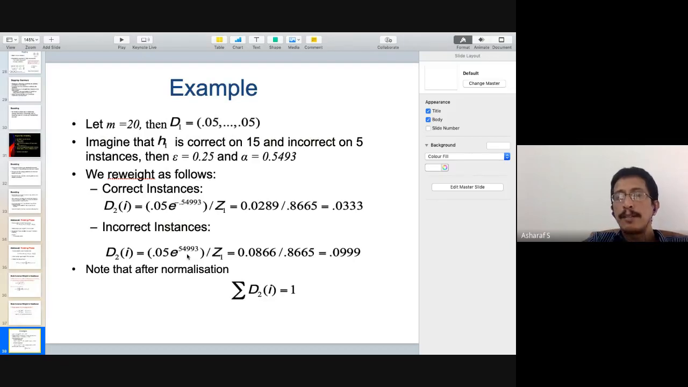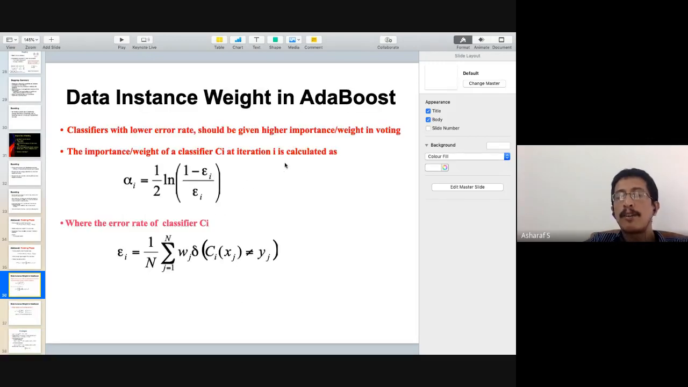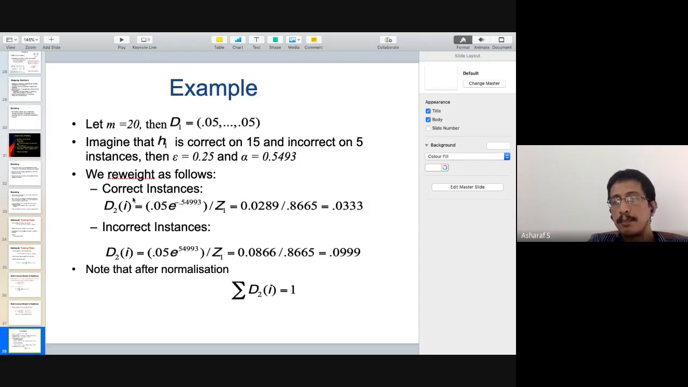Here is a simple numerical example to understand the context. Imagine H1, the first classifier, is correct on 15 samples and incorrect on 5 samples. That means epsilon will be 5 by 15, which is 0.05. Alpha will be half of ln of (1 minus epsilon) over epsilon, and you get this number. Now we can rewrite the data set as D2, where the correct instances will have their weights updated.